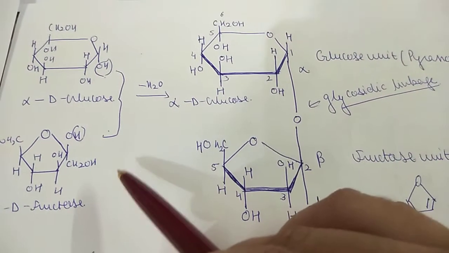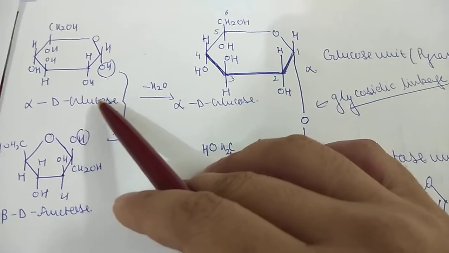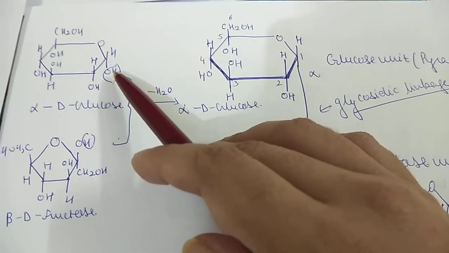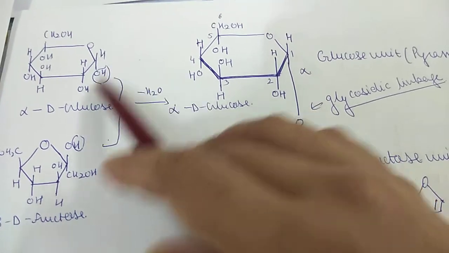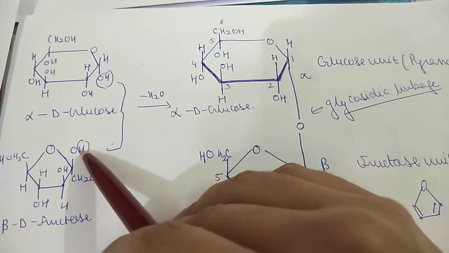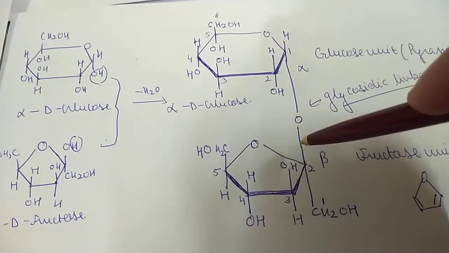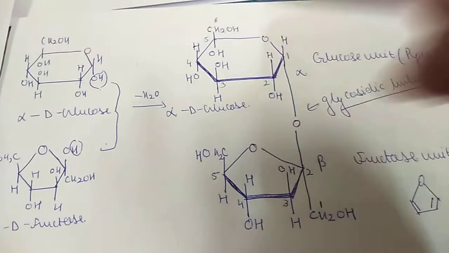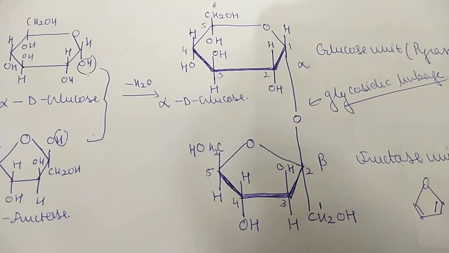I hope alpha and beta are clear to you. Alpha glucose has that name because OH is on the lower side and H is on the upper side, while here OH is on the upper side, that is why the name beta. Loss of a water molecule, glycosidic linkage, formation of sucrose or table sugar.